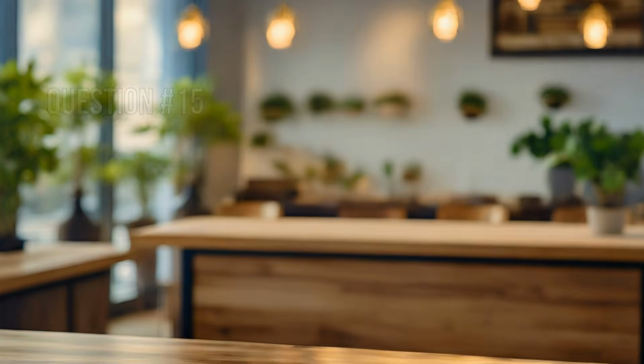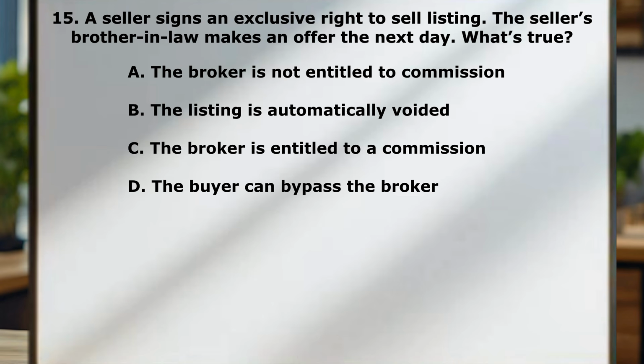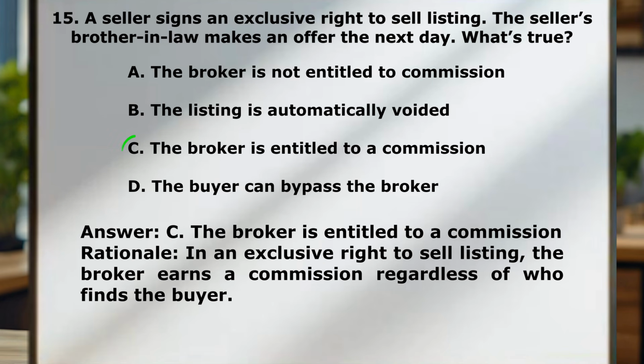Question number 15. A seller signs an exclusive right to sell listing. The seller's brother-in-law makes an offer the next day. What's true? A, the broker is not entitled to commission. B, the listing is automatically voided. C, the broker is entitled to a commission. D, the buyer can bypass the broker. Correct answer here is C, the broker is entitled to a commission. So in an exclusive right to sell listing, brokers earn a commission regardless of who finds the buyer.